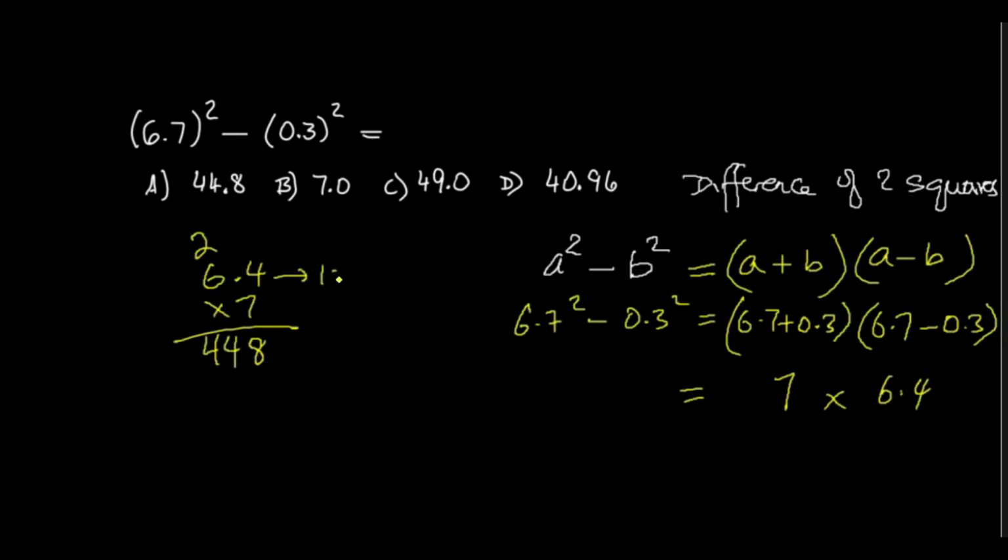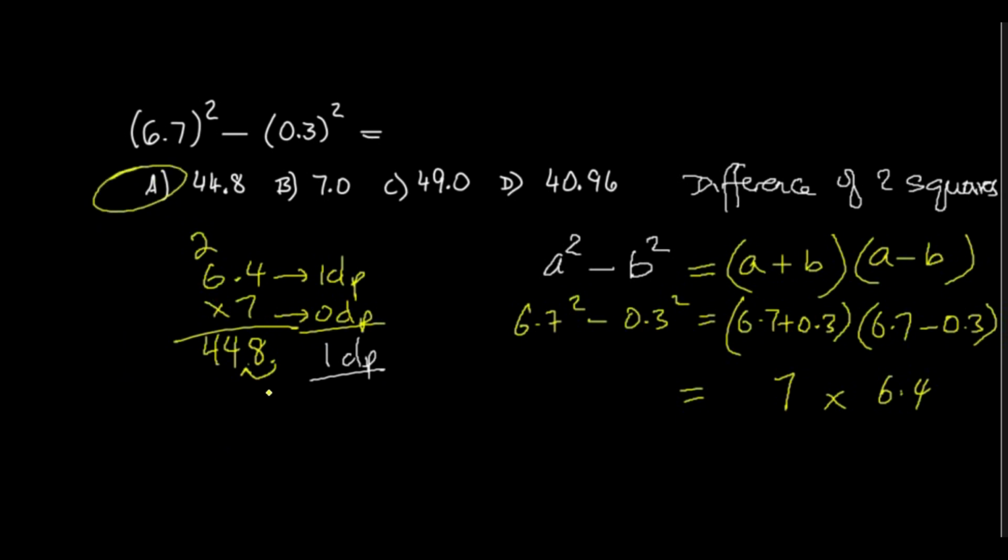This answer has 1 dp. Well, this quantity has 1 dp. This has 0 dp, as in decimal places after the point. And so the sum of the decimal places that I should have in my answer is 1 dp. So therefore, I'm going to move the point one place inwards, and so my answer should be 44.8.